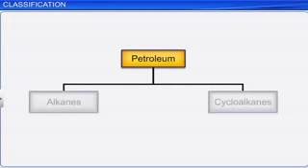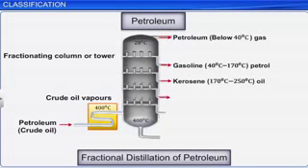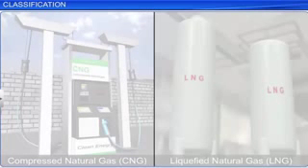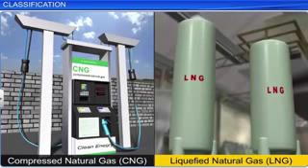Petroleum, on the other hand, is a major source of alkanes and cycloalkanes. When it is subjected to fractional distillation, the various fractions obtained are used as fuels for different purposes. For example, natural gas in the form of CNG, that is, compressed natural gas, and LNG, that is liquefied natural gas, are used as automobile fuels.